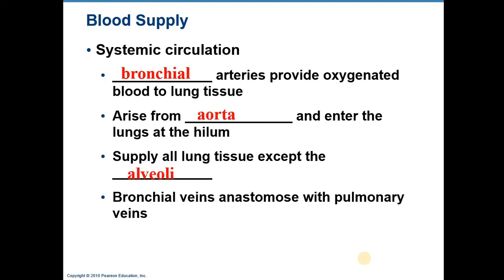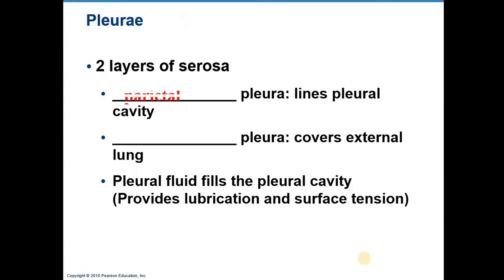In the systemic circulation, you have the blood supply to the lungs. You have the bronchial arteries, and this is the supply that's supplying the lungs. So the lungs will be able to supply to the rest of the body. The bronchial arteries are a branch off the aorta, and they supply all the lung tissue except the alveoli, which makes sense because the alveoli is already full of oxygen. Then you have the bronchial veins, which have a lot of branching, also known as anastomoses, with pulmonary veins.